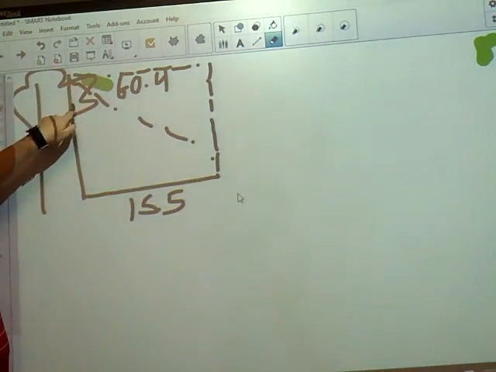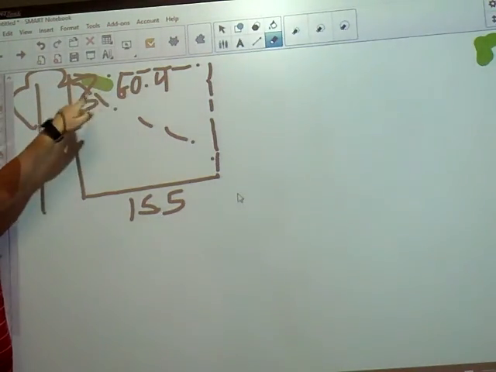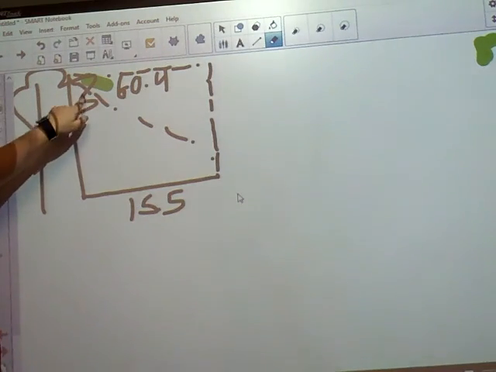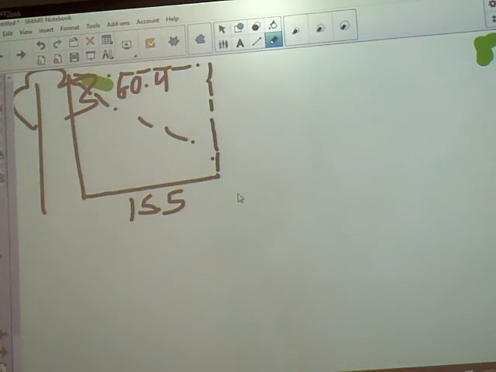I made a right angle there, my rectangle. So 90 minus 60.4 would give me this angle that I need. What is it? 29.6. So that angle, draw it way down here, is 29.6 degrees.